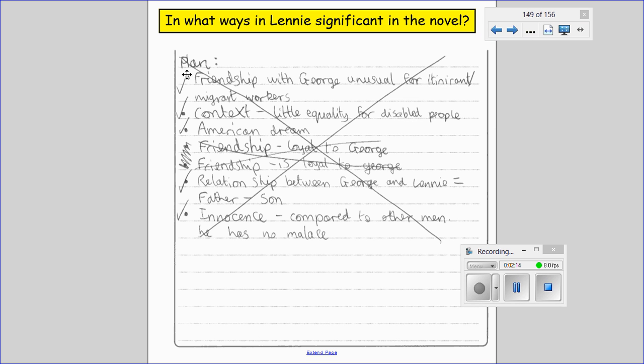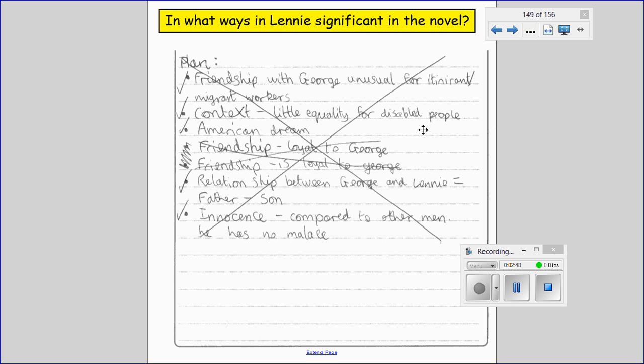They've thought about talking about Lenny's friendship with George and how that's unusual for itinerant migrant workers at the time. They've thought about the context of there being little equality for disabled people and the fact that the American dream was something that was relevant to George and Lenny and the dream that they had of owning their own ranch. His friendship, the fact that he's loyal to George, and how the relationship between George and Lenny is like a father-son relationship, and his innocence compared to the other men.